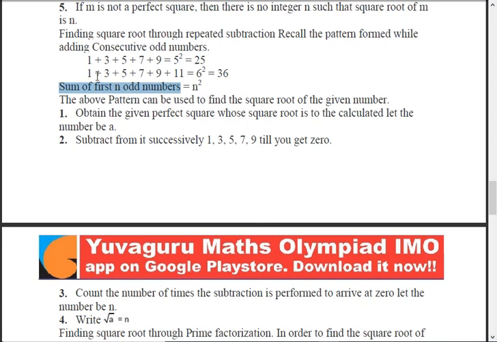Now 6: add 6 consecutive odd numbers, and you will get the square of 6. This pattern can also be used to find a square root. It is used to find the square root of the given number. Obtain the given perfect square whose square root is to be calculated, so first take the number 36 and subtract consecutive odd numbers from it. We keep doing this consecutively till we get 0.